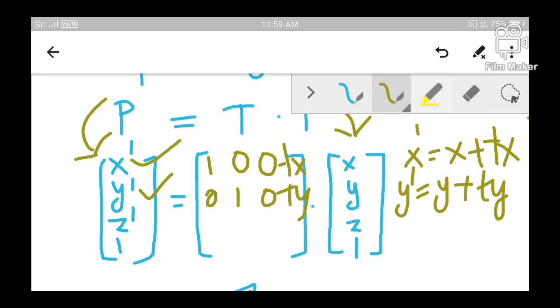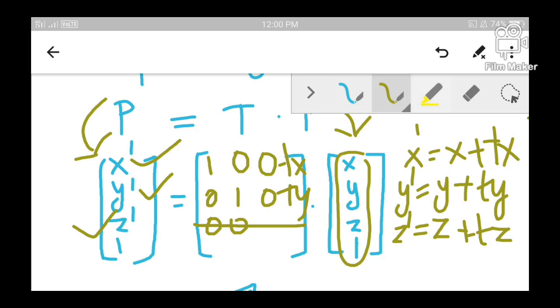Let us move on to the equation for z dash. Equation for z dash is equal to z plus tz. To get z plus tz, what should we do? Since there are no parameters related to x and y, both should be equal to 0. One more thing, to get the value of z dash, you need to multiply the values of the third row with this column matrix. So what are the values of the third row such that when you multiply the third row with the column matrix, you get the equation z dash is equal to z plus tz?